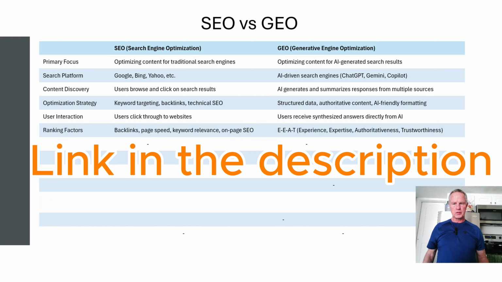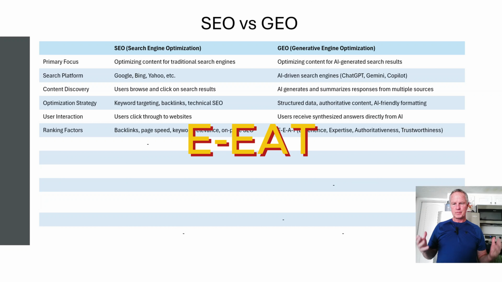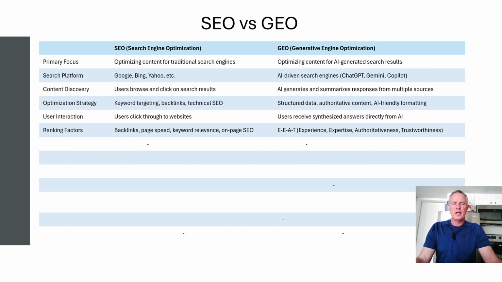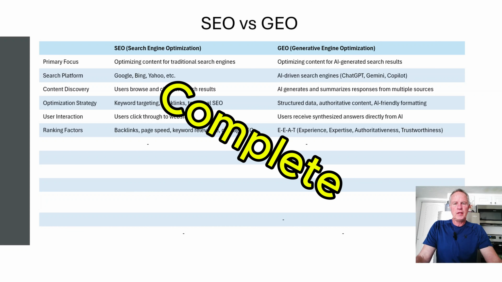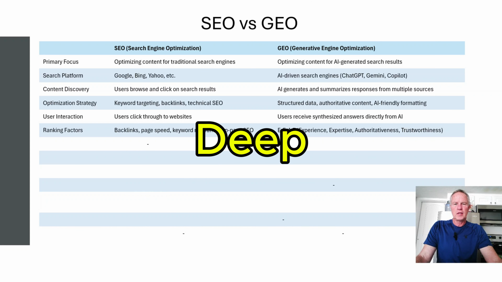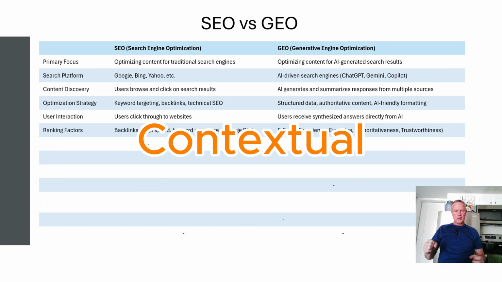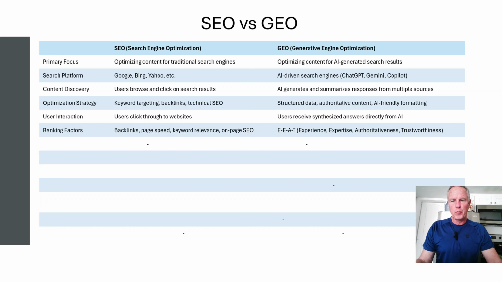I have a blog post for ranking factors for GEO, and 3rd on the list is EAT: experience, expertise, authoritativeness, and trustworthiness, whereas there are others on my list above that, which would be comprehensive, complete, very deep content, also contextual. The context is very important, and then it comes down to EAT. And then there's a lot of other ranking factors too besides that.